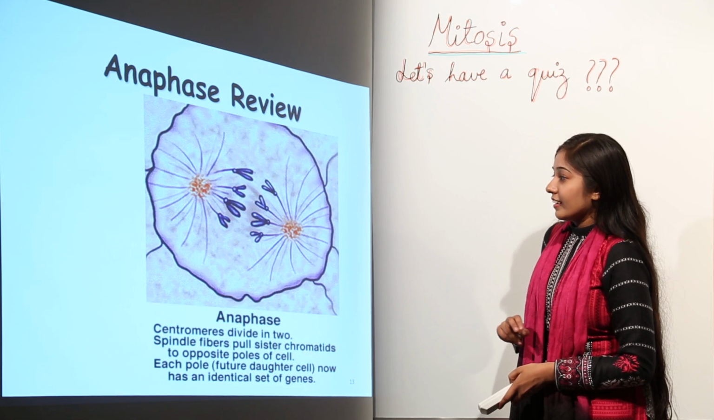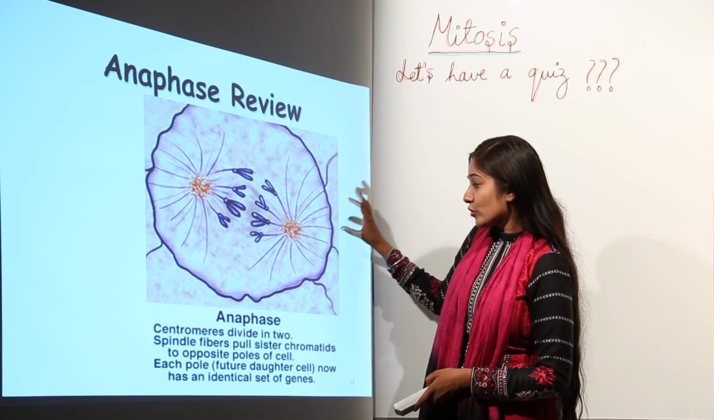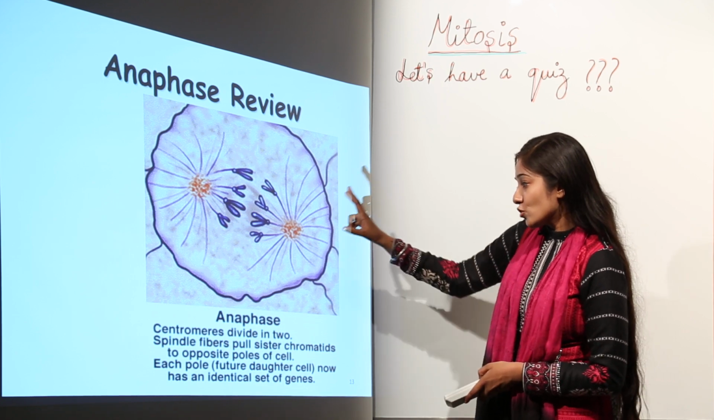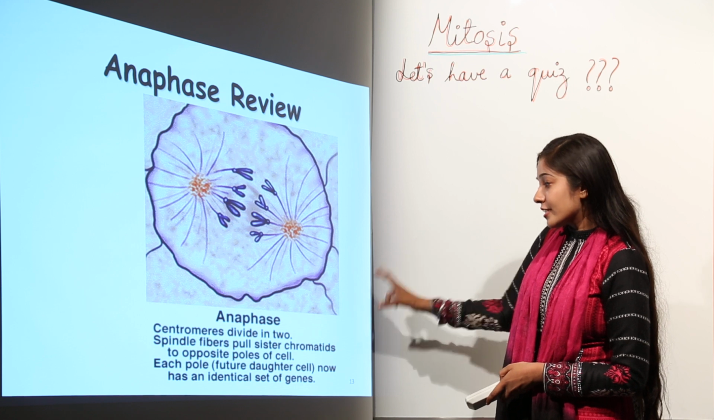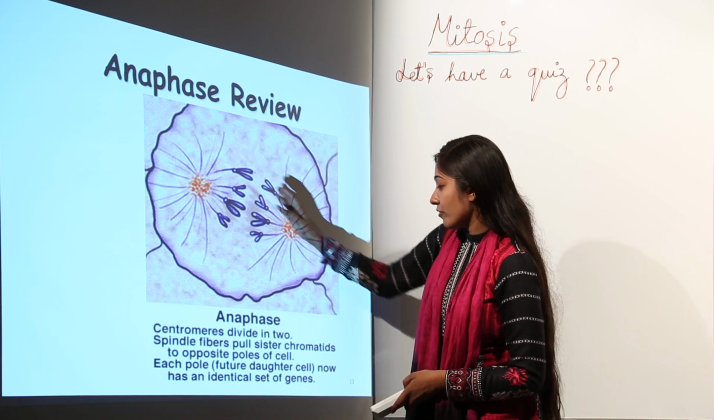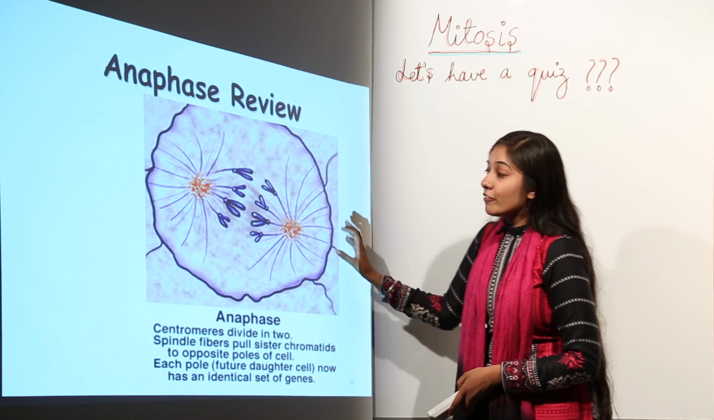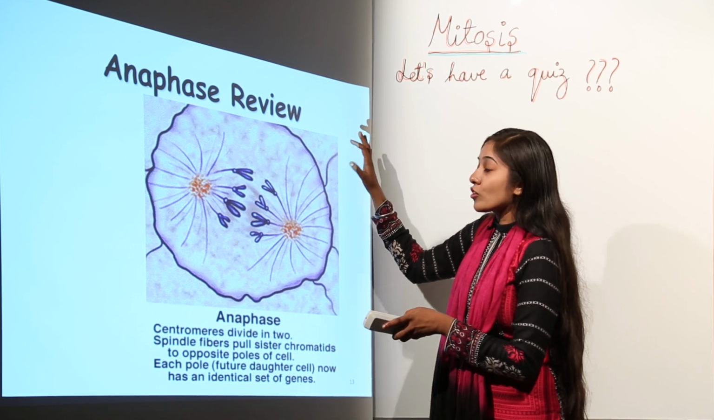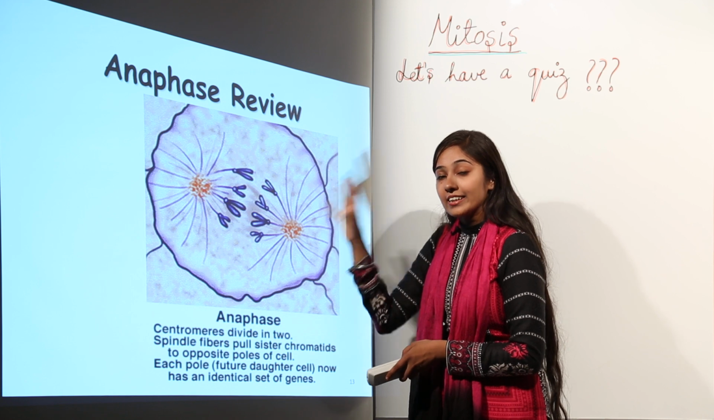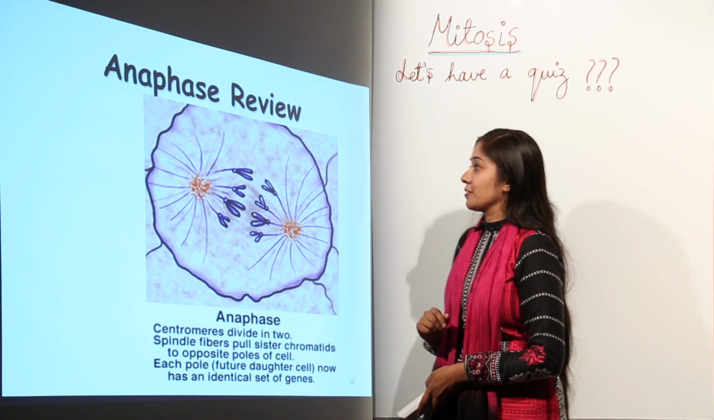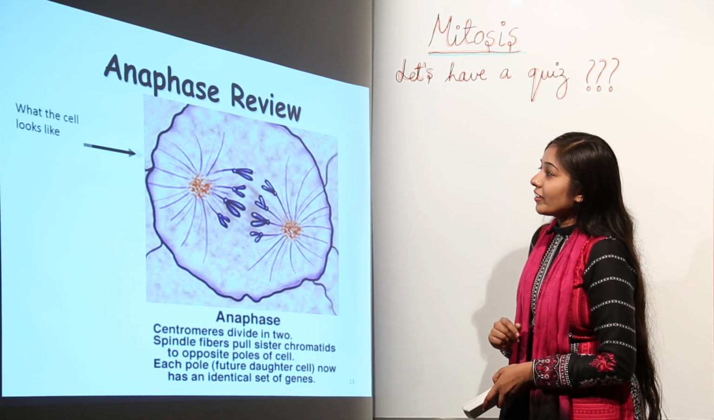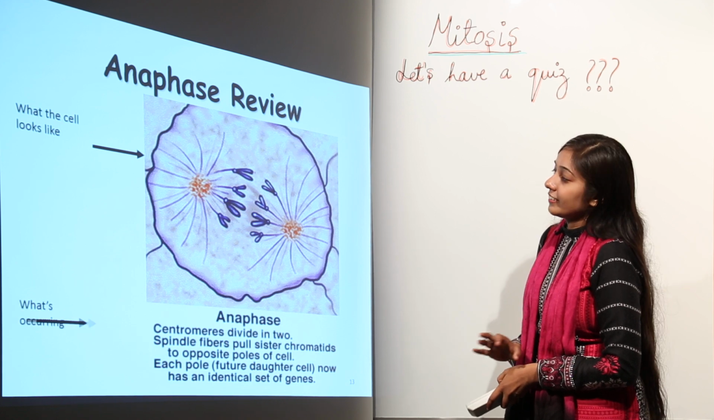Then this is an anaphase review. You can see centromeres divide into two. Spindle fibers pull sister chromatids to the opposite poles of the cell, and each pole has an equal set of genes. And further there will be nuclear division, karyokinesis, and then cytoplasmic division. So this is what the cell looks like, right?